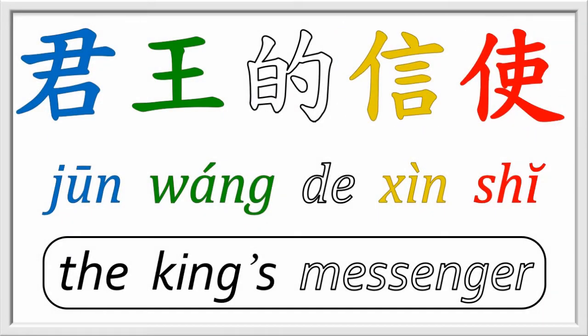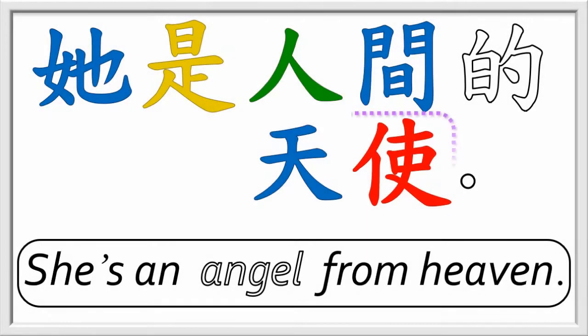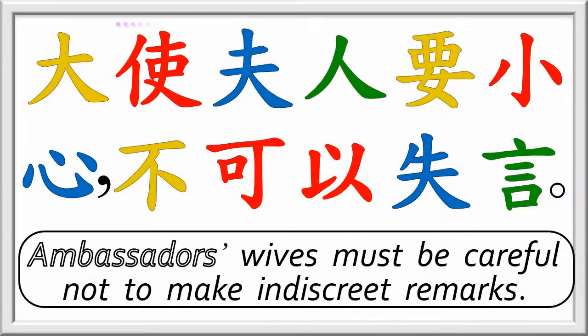君王的信使, the king's messenger. 她是人间的天使. She's an angel from heaven. Literally, she's an angel in the world of mortals, sent from heaven. Now for the diplomatic usage. 大使夫人要小心, 不可以失言. Ambassadors' wives must be careful not to make indiscreet remarks.